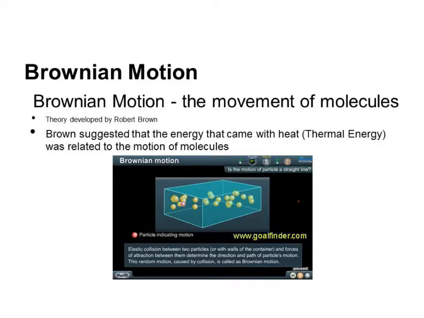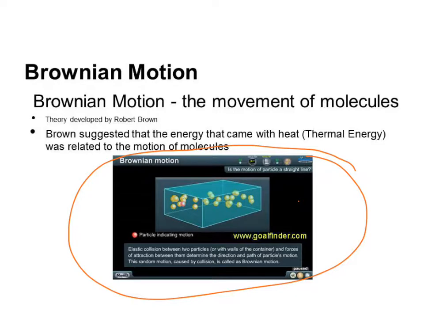Now, Brownian motion. Brownian motion is the movement of molecules, and this theory was developed by Robert Brown. Brown suggested that the energy that came with heat, so thermal energy, was related to the motion of molecules. What this picture shows is that each collision between two particles, or the walls of the container, and the forces of attraction between them determine the direction of the path of the particle's motion. The random motion caused by the collision of the particles within the box is called Brownian motion. Again, Brownian motion is just the movement of particles.